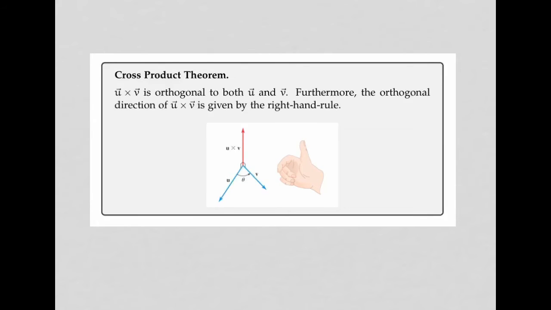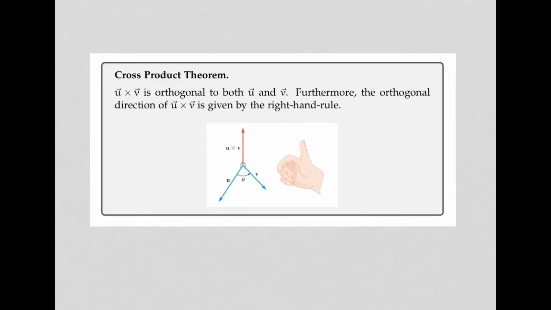This next theorem, the cross product theorem, tells us the direction of vector u cross v. Specifically, u cross v is orthogonal to both vectors u and v. Furthermore, the orthogonal direction of u cross v is given by the right-hand rule. The way this works is you point your right index finger in the direction of u, then you curl it toward v, and your right thumb will point in the direction of u cross v.